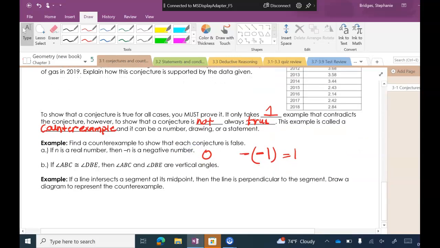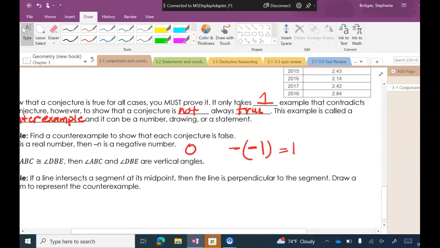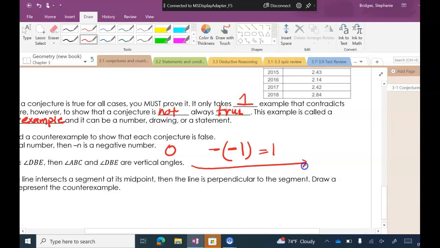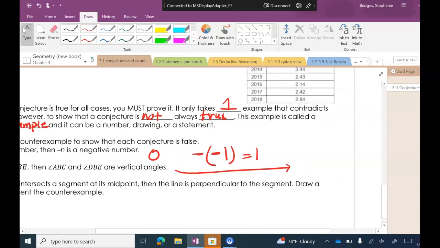All right, for B, it says if angle ABC is congruent to angle DBE, then angle ABC and DBE are vertical angles. Do they have to be vertical in order to be congruent? No, right? So what I would do then is, I don't have a lot of room, I'm going to come over here to the side. I would just draw two angles and I would call them ABC. Okay, angle ABC.